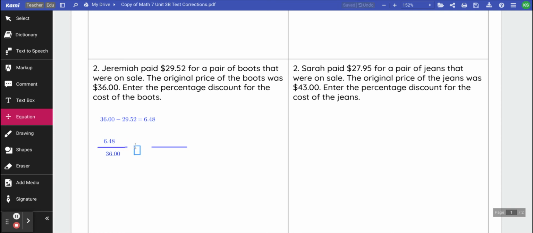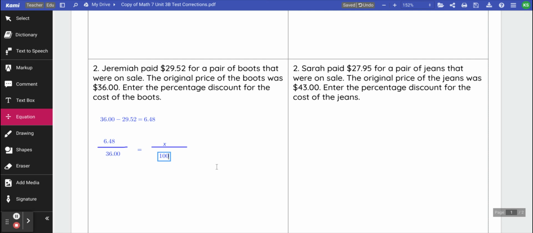I know that they're going to be equal to each other. On the top of this one, I don't know what the discount is. If I knew what the discount was, I would put it in here. When I don't know, I'm going to put x in its place, because I don't know what the discount percentage is. On the bottom, I'm going to put the most percent we can ever have, which would be 100.